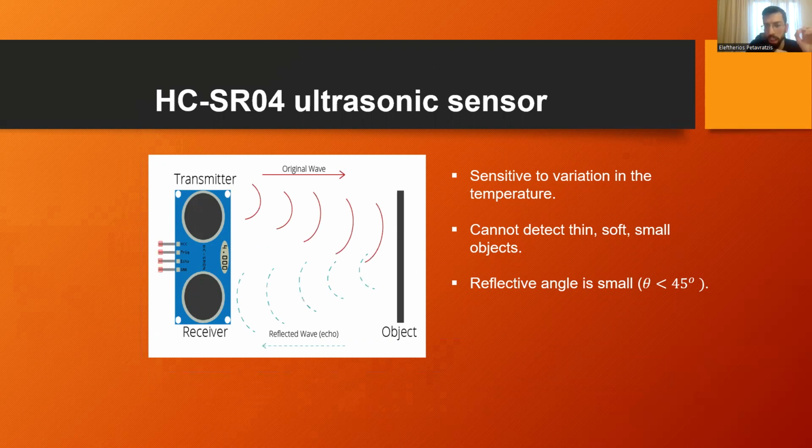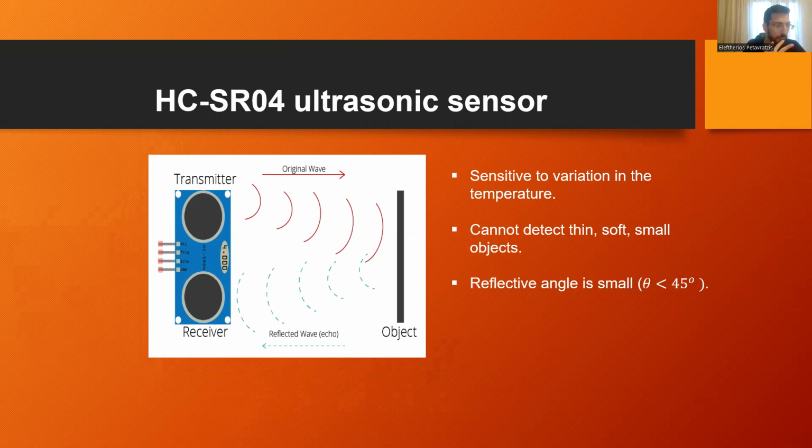Firstly, they are very sensitive to variation in the temperature. That means that the slightest change in the temperature can force this sensor to give us different measurements, and this is not something that we wanted. Also, this sensor cannot detect thin, soft, and small objects.